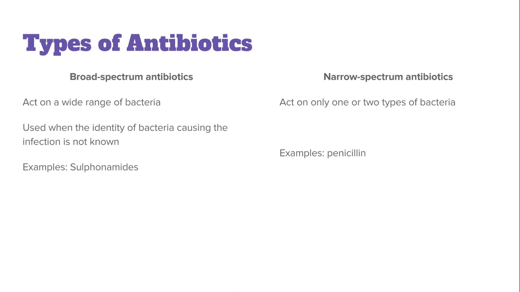There are two types of antibiotics which can be prescribed by a medical professional, and the first are broad spectrum antibiotics, and they act on a wide range of bacteria. They're used when the identity of bacteria causing the infection is not in fact known, and some examples are sulfonamides. And then we have narrow spectrum antibiotics, which act on only one or two types of bacteria. Obviously, when the identity of that bacteria is known, it enables doctors to provide specific antibiotics, and that's where we see things like penicillin being prescribed.